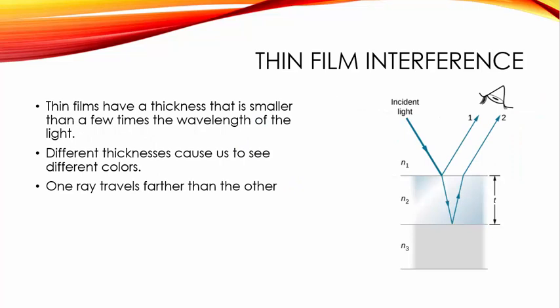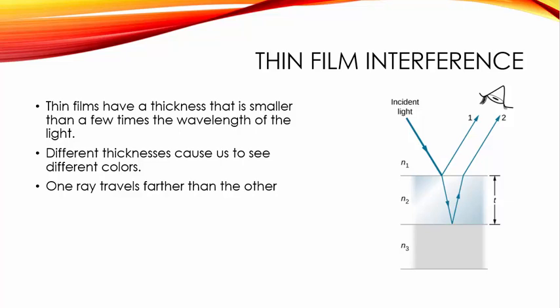So one of the cool things about light, and you probably noticed this from when you were a smaller kid, is that bubbles have colors on them and oil slicks have colors in them. And so this is why it's called thin film interference. The thin films have a thickness that's on the same order of magnitude as the wavelength of light.